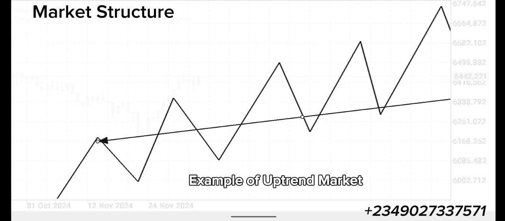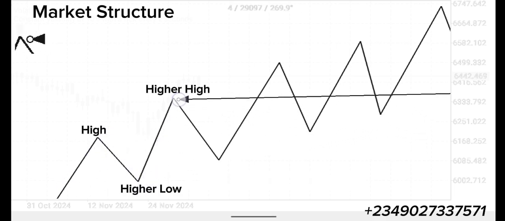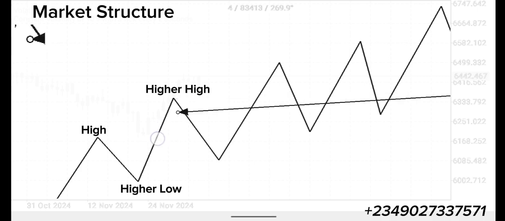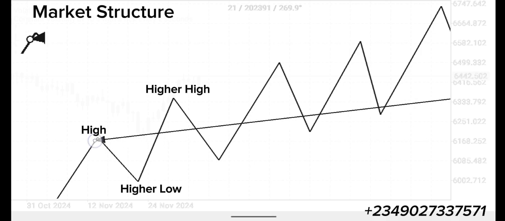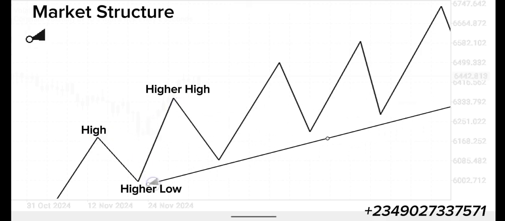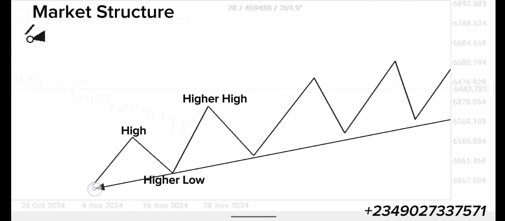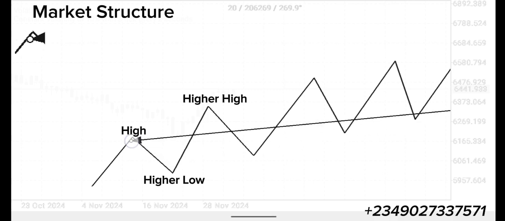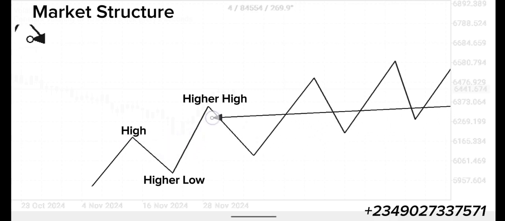Like I said, this is an example of an uptrend. So what are the characteristics of an uptrend? You can see we have high, we have higher low, and higher high. Why is this one a higher low? Why is this one a higher high? This one is high, and this one is low, but it is a higher low because this low is higher than the previous low. This one is high, but it is higher than the previous high, that's why it is a higher high.